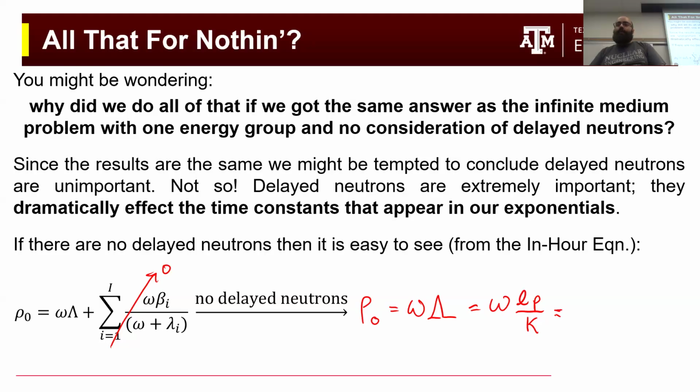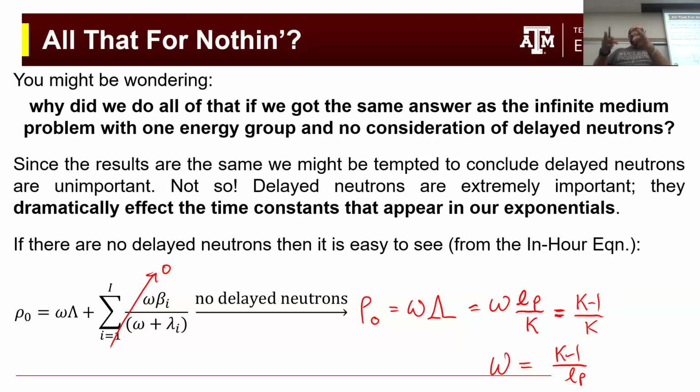How do we write the reactivity in terms of k? Perfect. Yeah, that's going to be equal to (k minus 1) over k. And so these two k's down here are going to cancel each other out. If I get omega by itself, omega is going to be (k minus 1) over l_p. So if there are no delayed neutrons in my system, then I just have one time constant as the solution to the n-hour equation, and it looks like (k minus 1) over l_p.